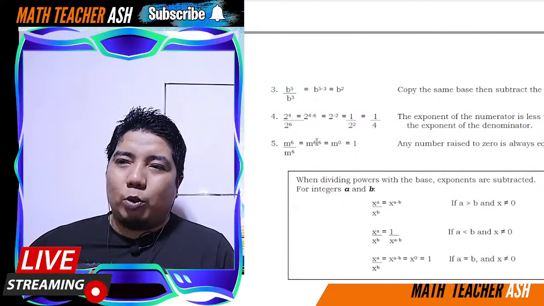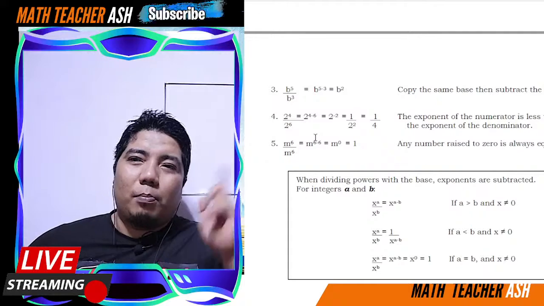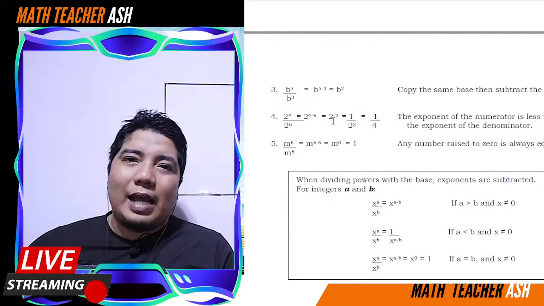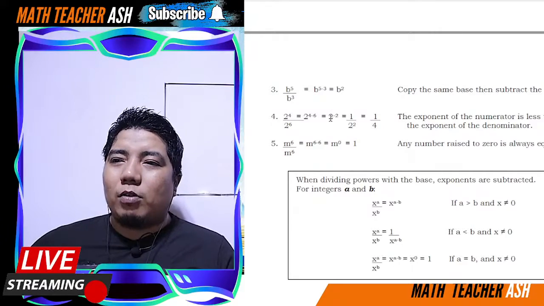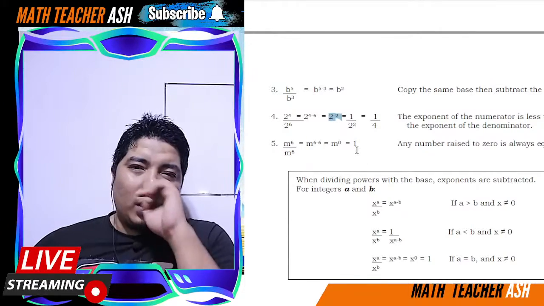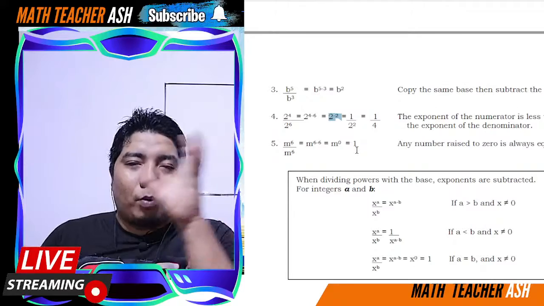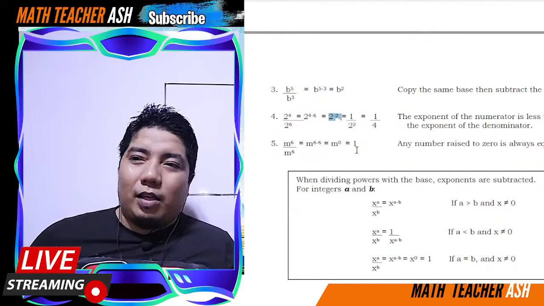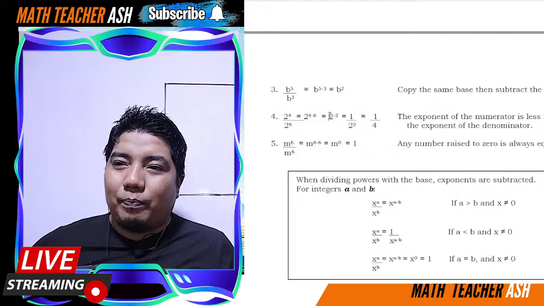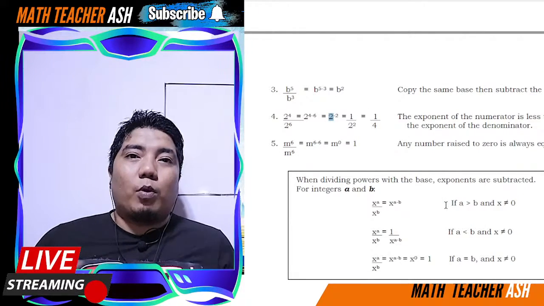So, you just copy 2. You subtract 4 minus 6. Now, 4 minus 6, the answer is negative 2, right? So, if that is the case, kapag meron kang negative exponent, what you will do is you get the reciprocal, meaning yung kabaliktaran. That is 2, right? Yung base mo is 2. Tama? 2.